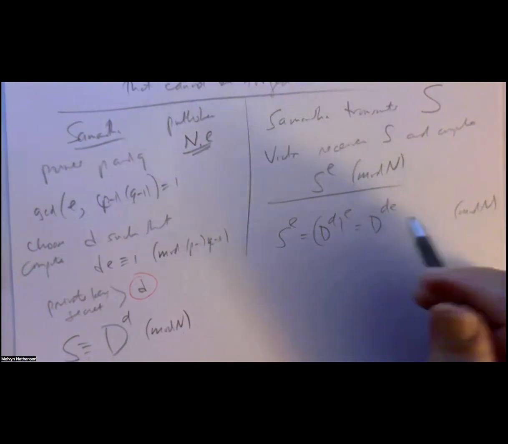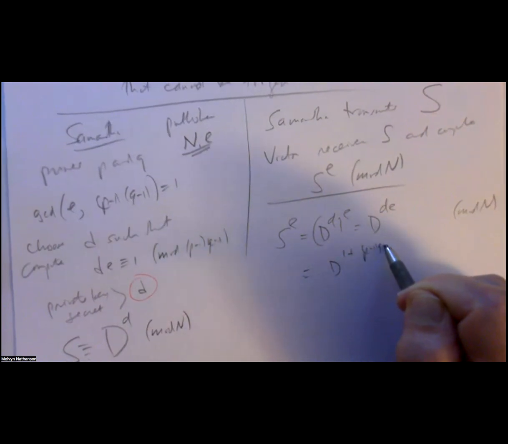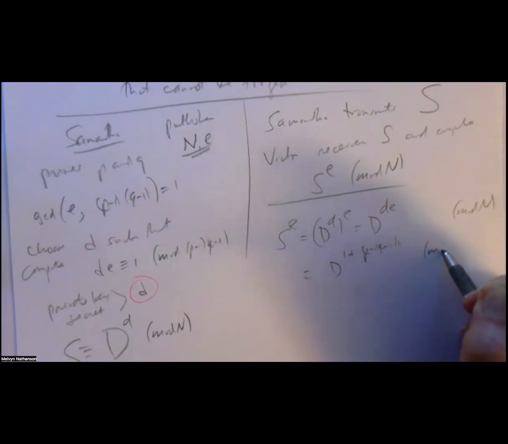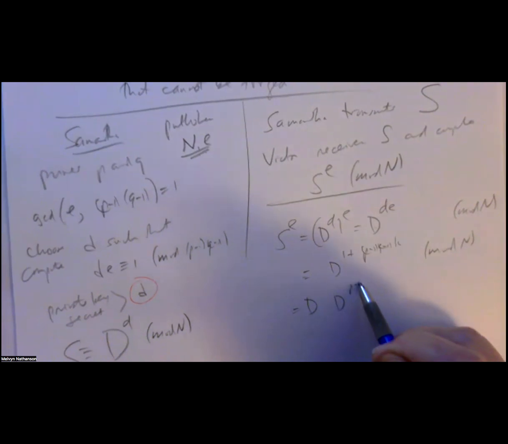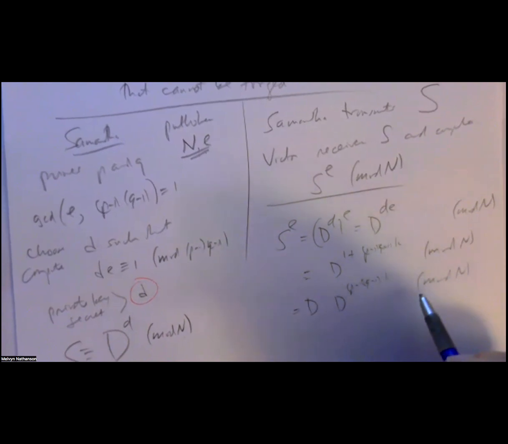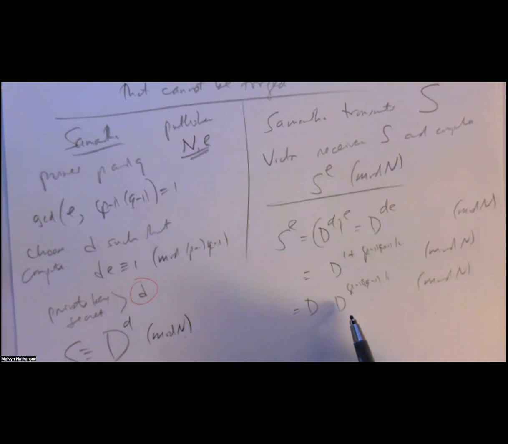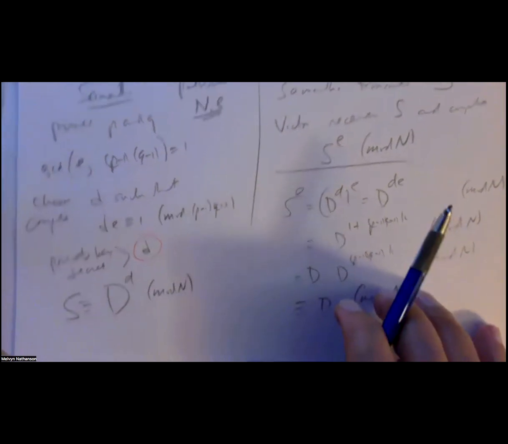D to the de, which is D to the 1 plus some p minus 1 q minus 1 times k, mod n. So that's D times D to the p minus 1 q minus 1 k mod n. But D to the p minus 1 q minus 1 mod pq is 1. So this is just D mod n. So when Victor performs this operation, he gets D, which is Samantha's document.